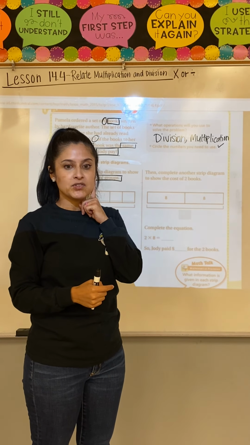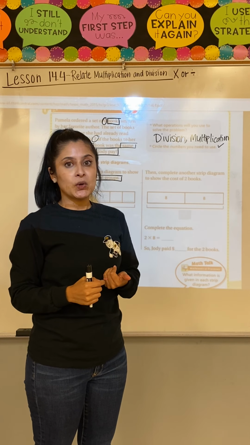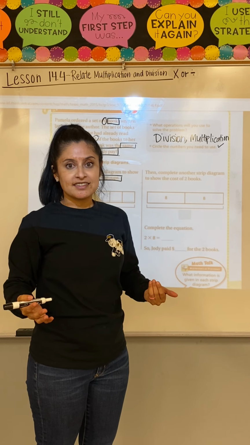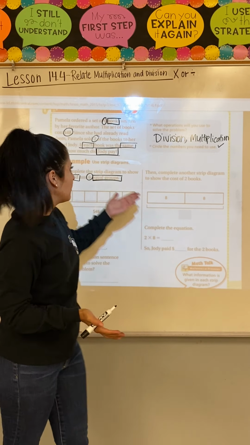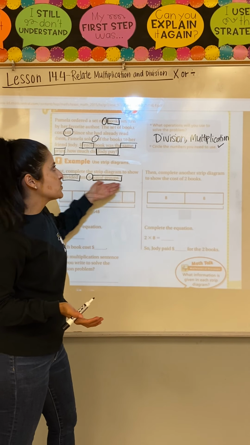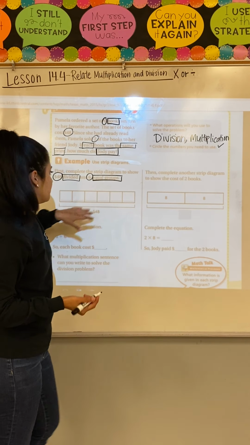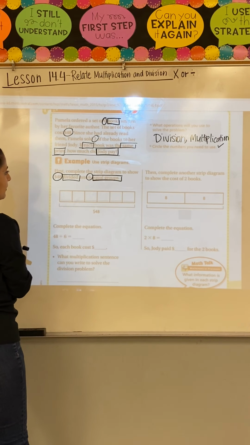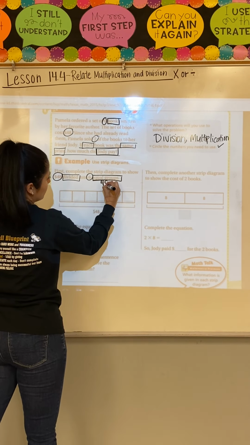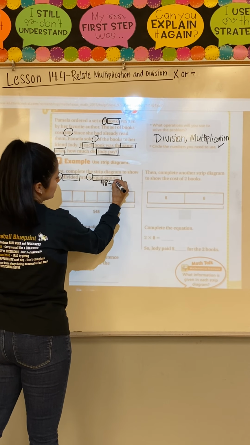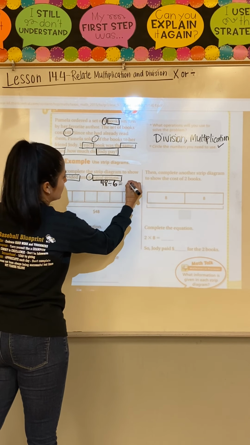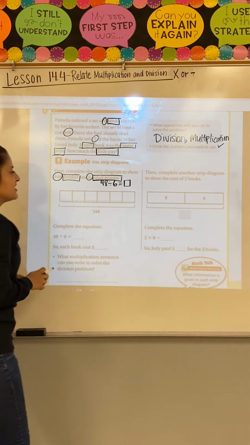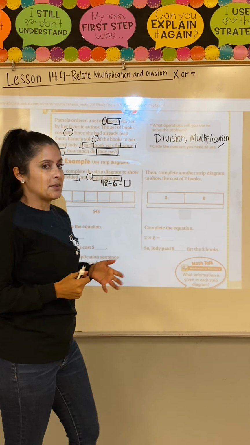We ask ourselves, were we already given the total amount? Yes. If we're already given the total amount into equal groups, we're going to be using division. So I'm going to go ahead and write out my division equation up here at the top. 48 total divided up into 6 equal groups, or 48 divided by 6 is some number.